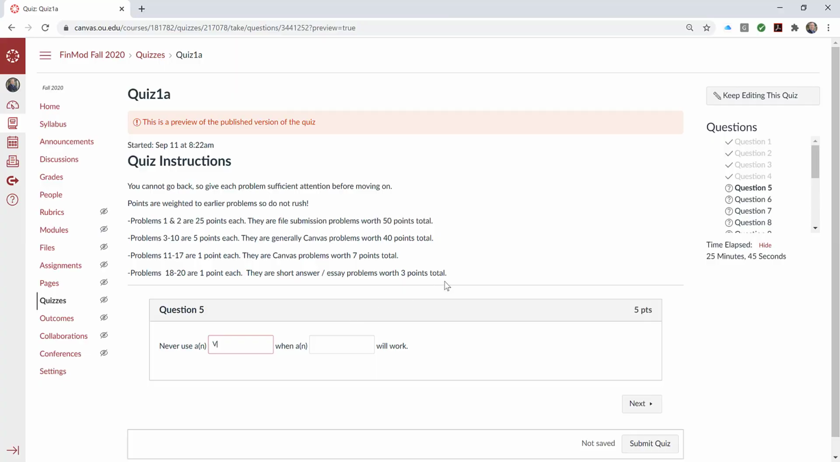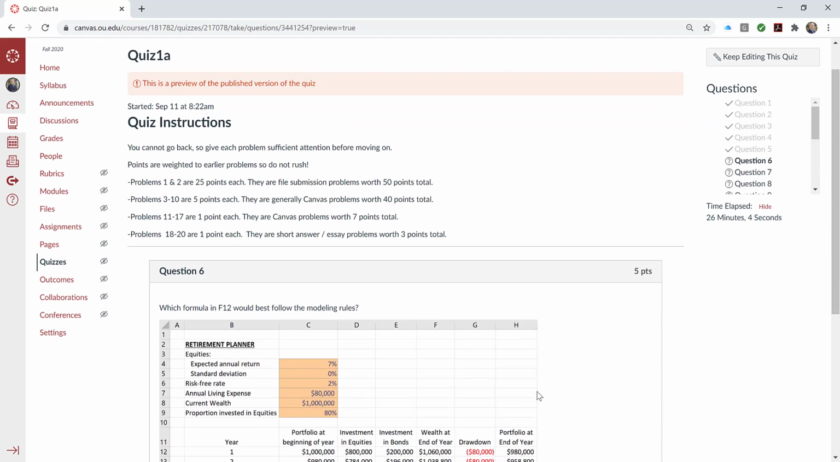I hope everyone got this. Never use a value when a reference will work. If you put something like formula or something there and didn't get credit for it and you want to ask for regrading, I'll consider that if you follow the regrading policy in the syllabus.